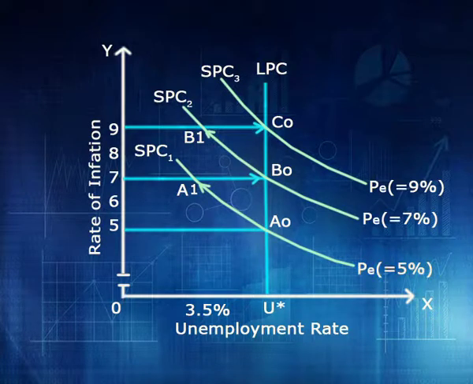The location of this point A0 on the short run Phillips curve depends on the level of aggregate demand. Further, we assume that the economy has been experiencing a rate of inflation equal to 5%. The other assumption we make is that nominal wages have been set on the expectation that 5% rate of inflation will continue in the future.